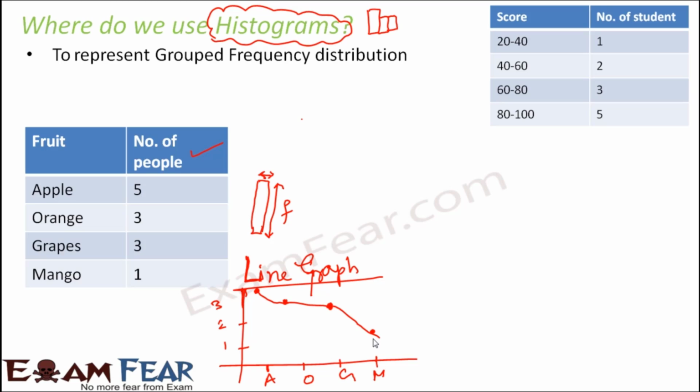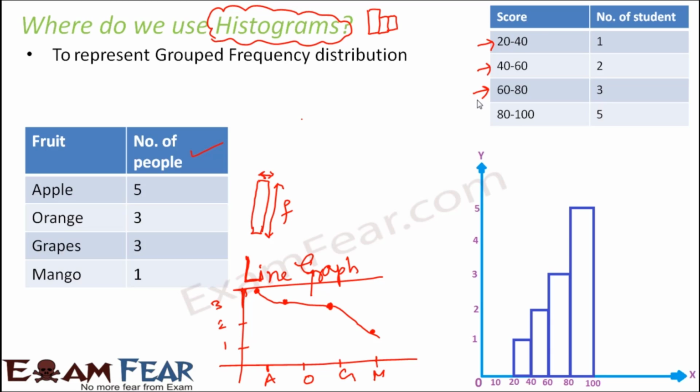But the moment you talk about a grouped frequency distribution, something of this sort, where you have groups, where you have class intervals, in this case, you have the class size and you also have the frequency. Therefore, you can draw a bar graph or a histogram like this. And that is why we say that histograms can be used only to represent grouped frequency distribution.